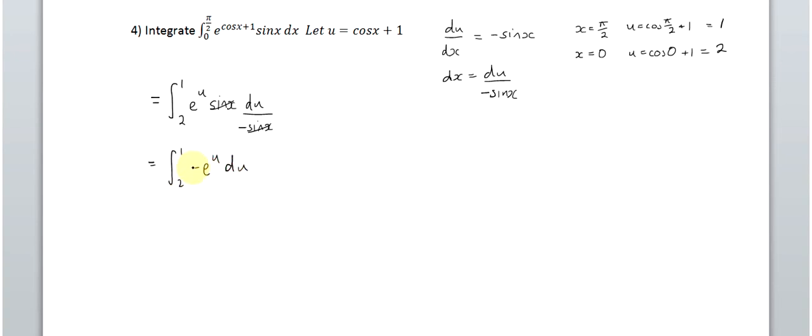And we can remove the minus sign and switch the limits. And that is going to give us, of course, e to the u between 1 and 2, which is e squared minus e. And that's that.